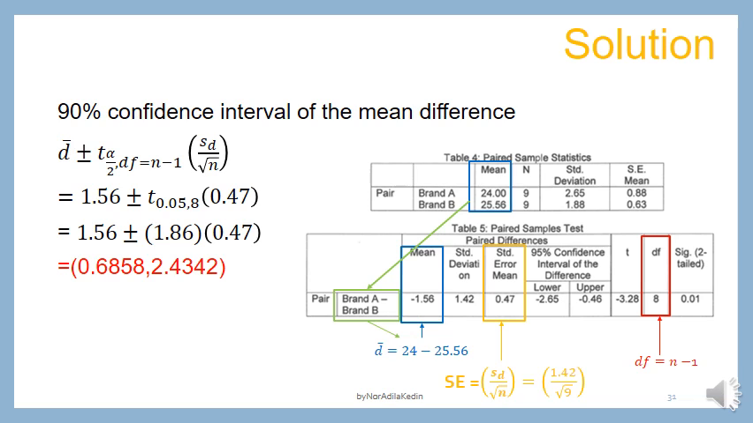Okay, so this is how to solve the question. Since dia minta 90%, so that's why alpha awak 0.05. Okay, sebab apa? 90% alpha sama dengan 0.1 bahagi 2. Alright.